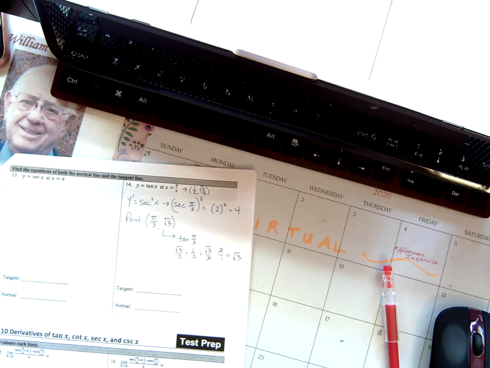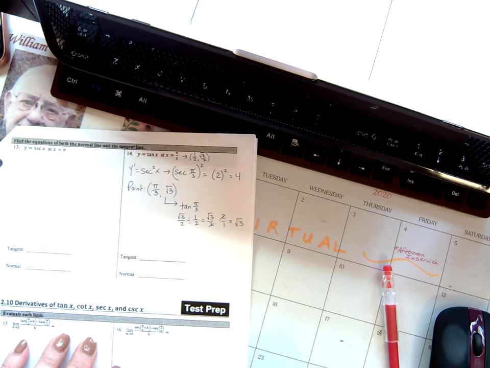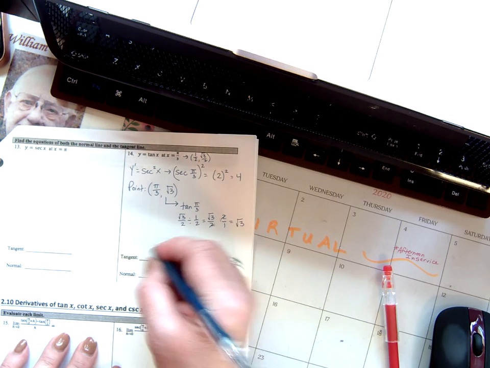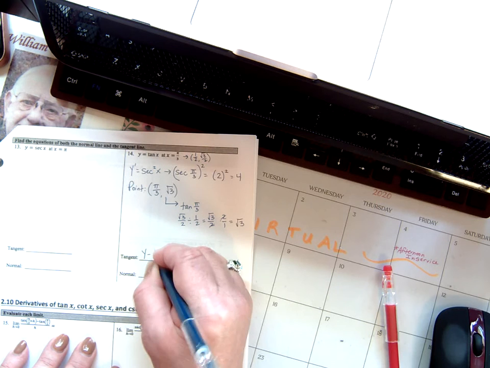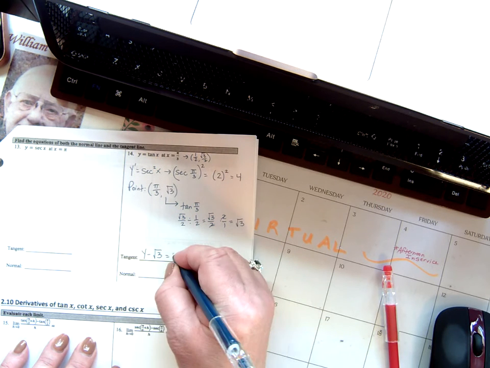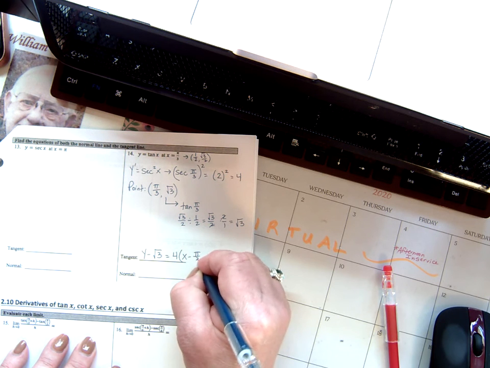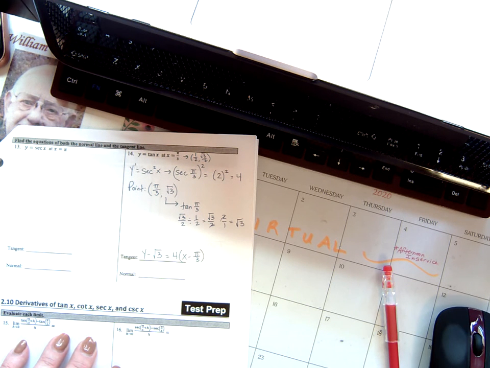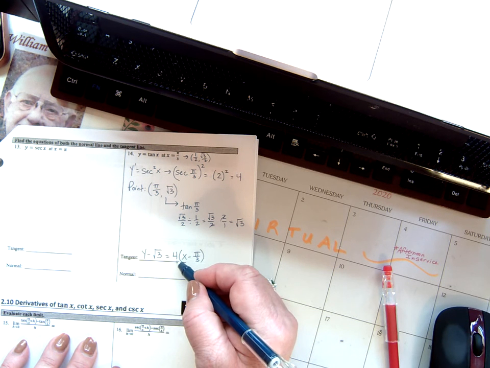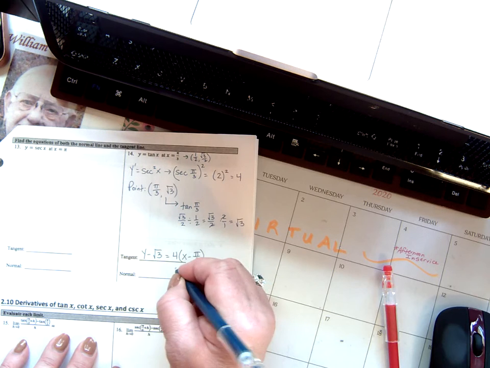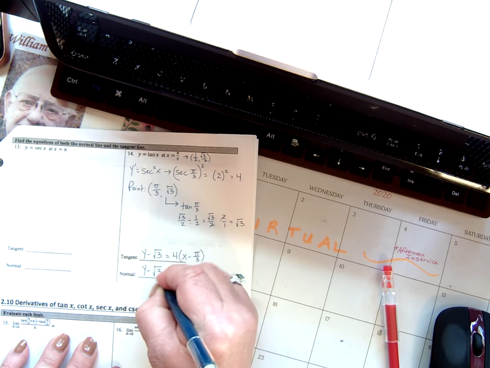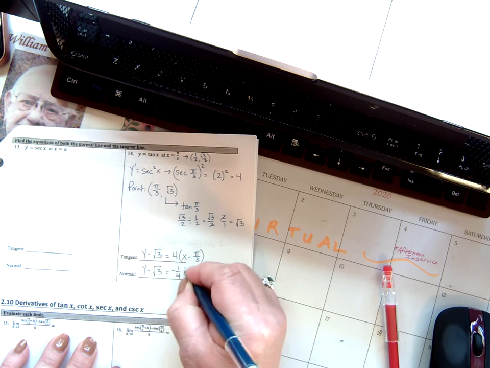And so then I'm ready to put the line together, right? I've got all the things I need. Let's go tangenting first. I do y minus the square root of 3 equals m, which is 4, times x minus pi over 3. And then the normal line, all I need to do is change my slope from 4 to its negative reciprocal, which would be negative 1/4. So the rest of this stays exactly the same. I get a negative 1/4 as my slope. That's the only change.